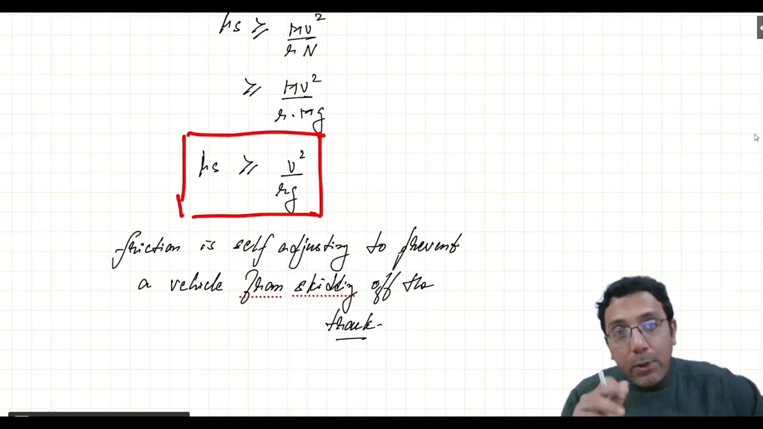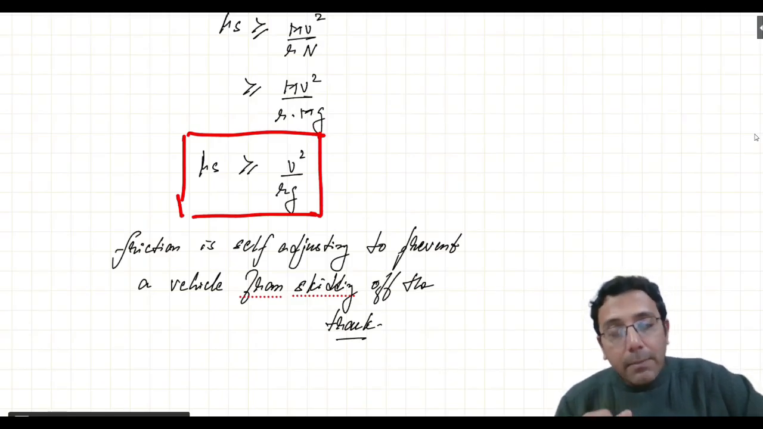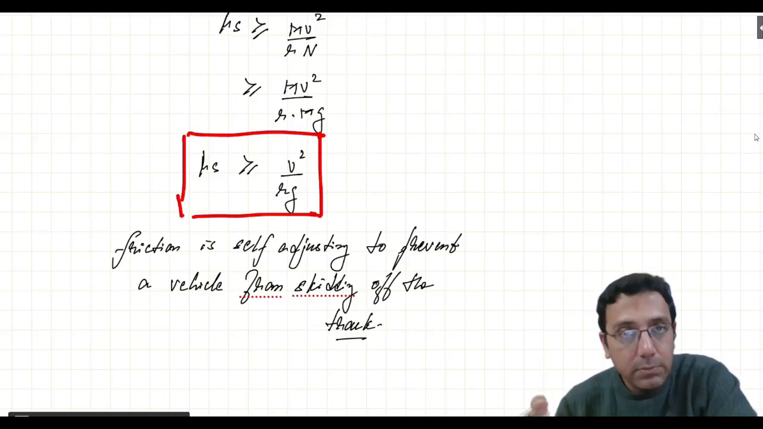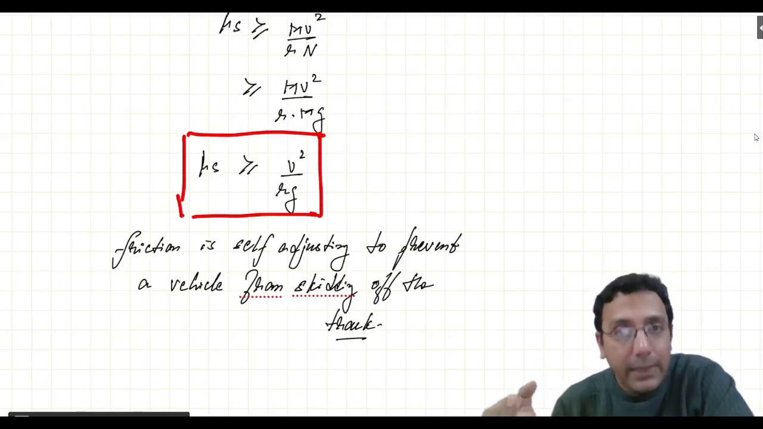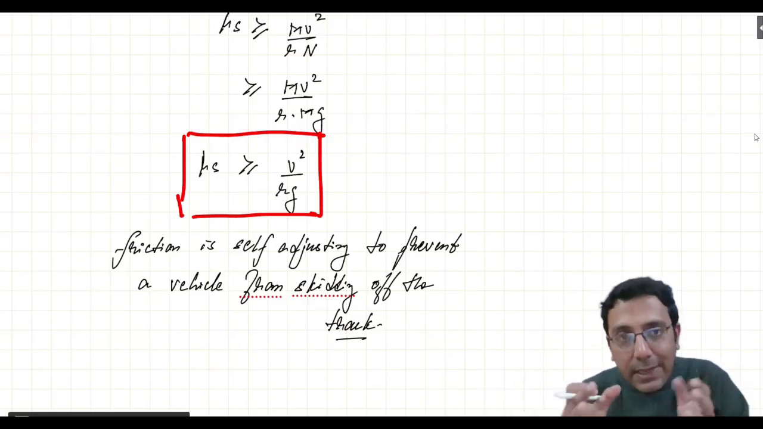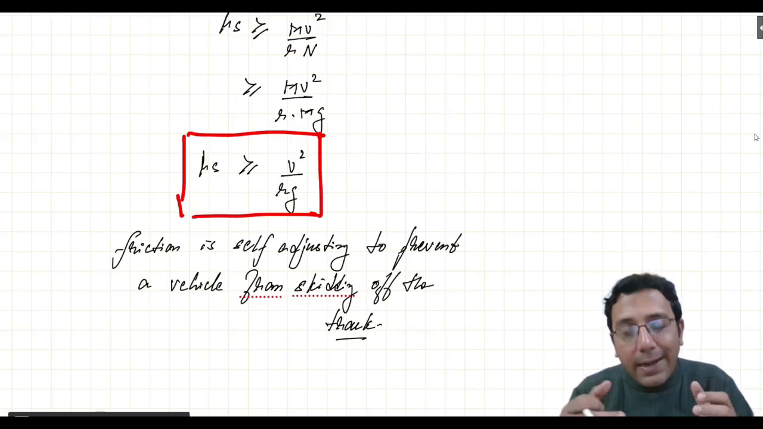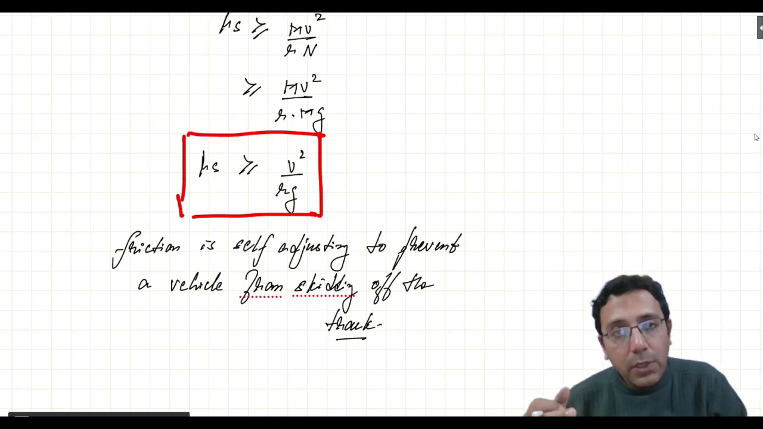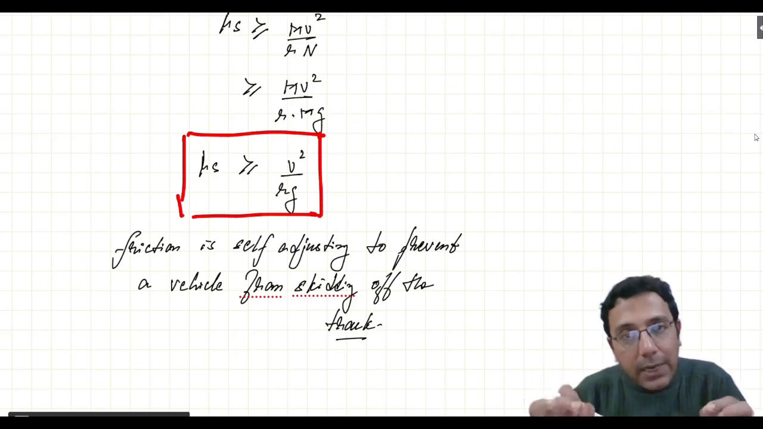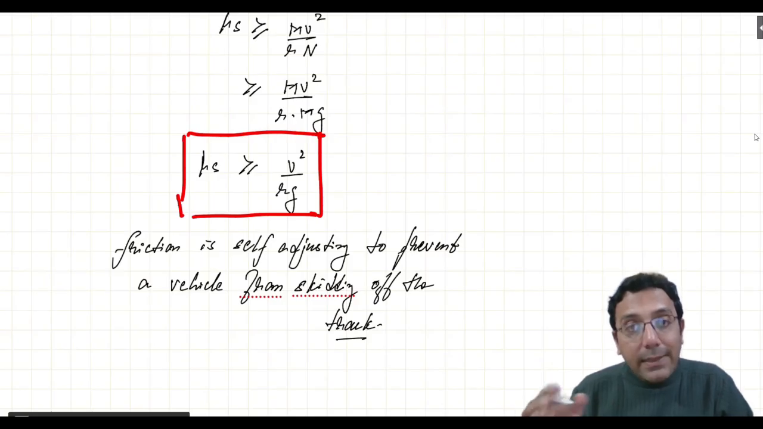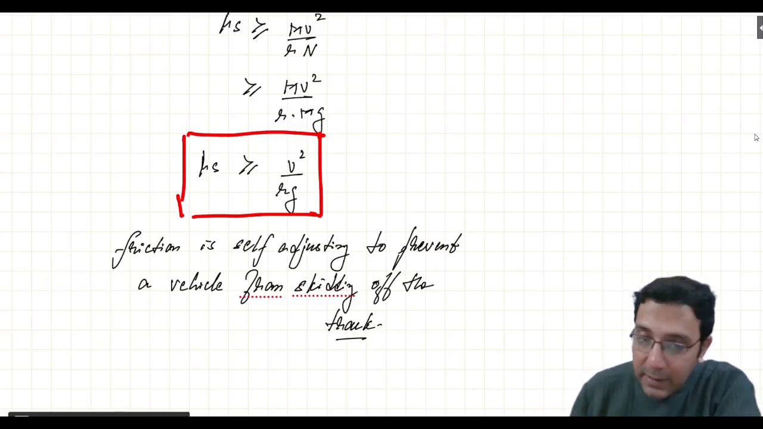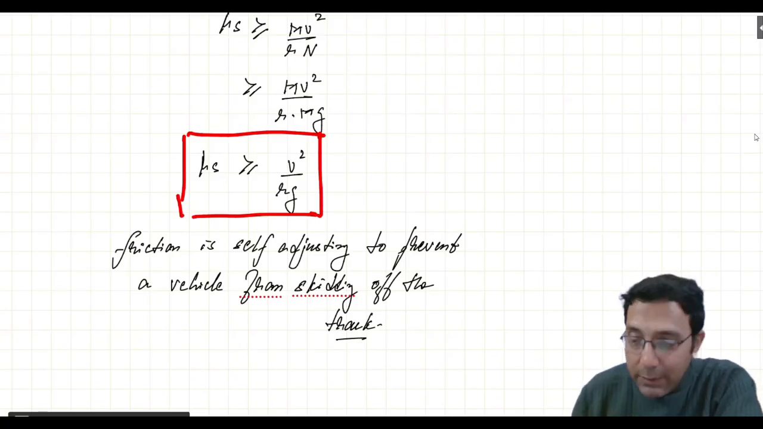Here we are seeing that mu s is greater than or equal to v square by rg, but mu s alone is not always enough to prevent the body from skidding, sliding or toppling. We need some other force acting towards the center in addition to the friction force, so that the body can negotiate a turn at a much higher speed. In that case, we require banking of roads. It's a very interesting thing, banking. We will note one thing: the body will need a force in addition to the friction force.